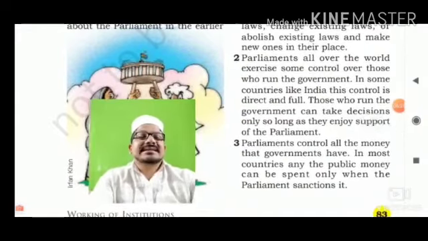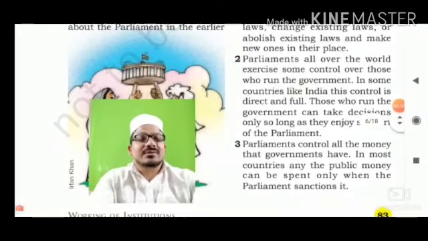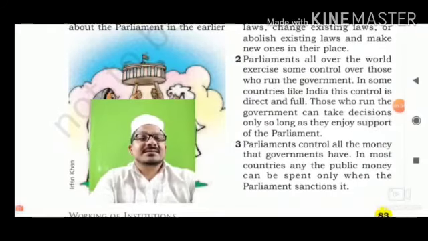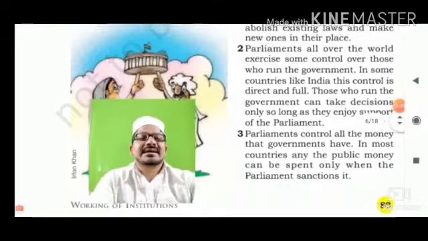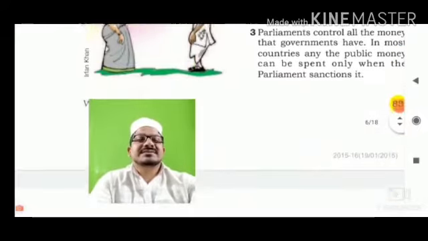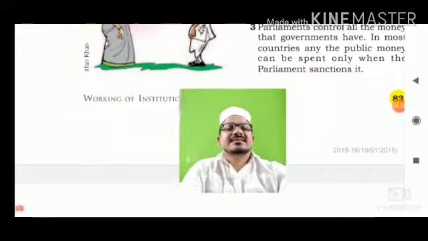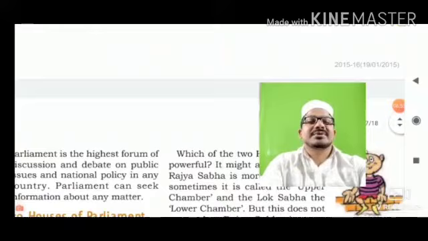And the third necessity of Parliament is that the Parliament controls the public money kept by the government. The government cannot spend the money as they wish, but the Parliament should sanction the expenditure of money in a particular matter.